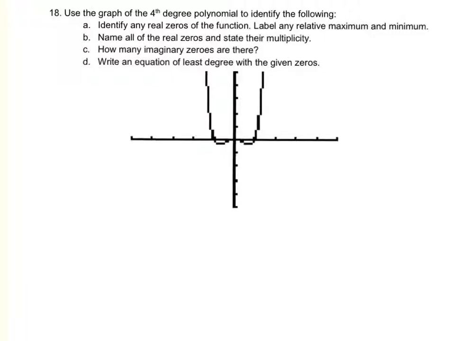And finally, on problem 18, identify the real zeros of the function. So there's a real 0, there's a 0, and there's a 0. Label relative mins and maxes. This low point down here, relative min.